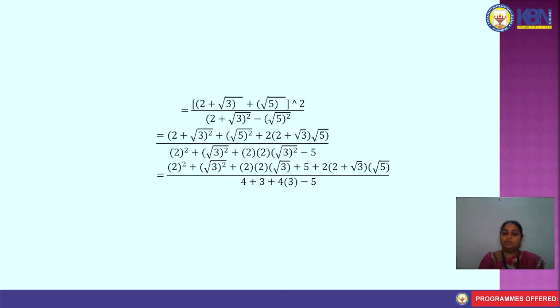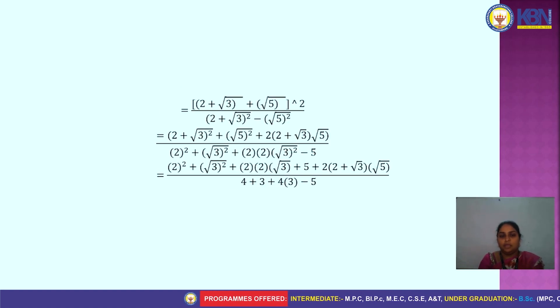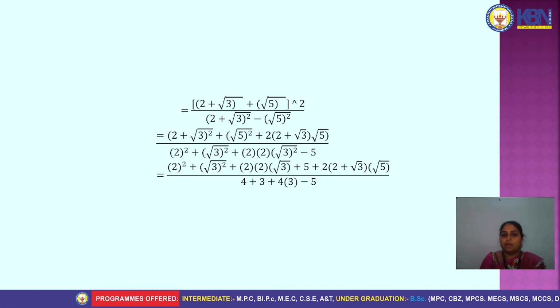In the numerator, we observe that the two terms are the same, that is 2 plus root 3 plus root 5, 2 plus root 3 plus root 5. Here we get the special product a plus b whole square. Now we substitute that a plus b whole square by a square plus 2ab plus b square.